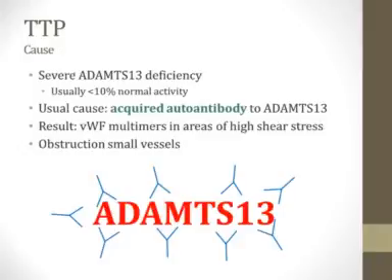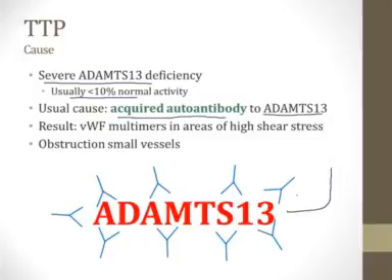So the cause of TTP is a severe deficiency of the ADAMTS13 enzyme. Usually activity levels are less than 10% of normal among patients who develop TTP. The reason this usually happens is because patients develop an acquired autoantibody to the ADAMTS13 enzyme. I've shown you that in a picture at the bottom of the screen to help you remember that.